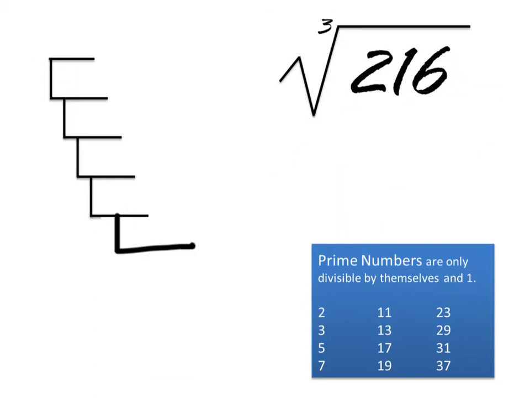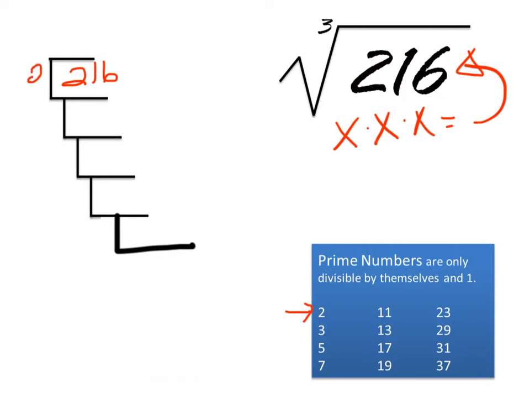Let's try a bigger number, the cube root of 216. Again, that means what times what times what equals 216. So we start off the same way. We put 216 and we divide by the smallest prime number we can. It is divisible by 2. We know that because it's an even number. So we put our 2 there and we get 108.